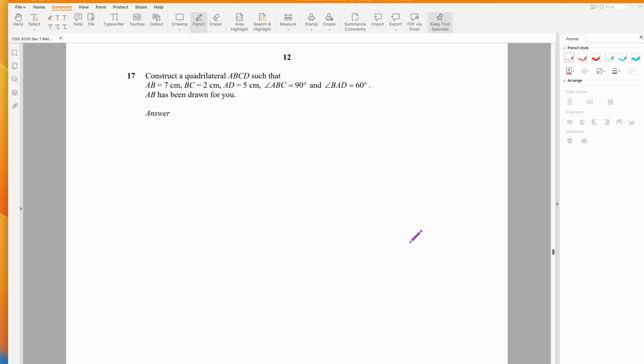Okay, question 17. Construct the quadrilateral. You haven't joined up the quadrilateral. Oh, you have. So ABCD. AB is 7. Good. BC is 2. Okay, good. AD is 5. Very good. Then angle ABC is 90. Okay, good. Angle BAD. Okay, good. So far so good.